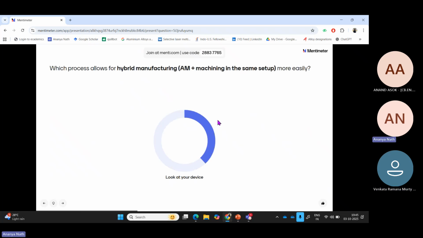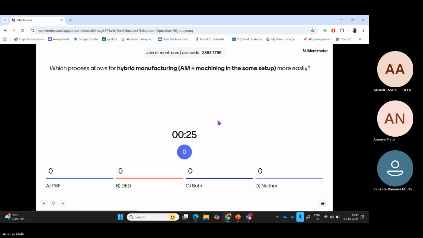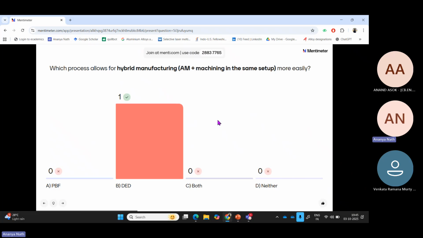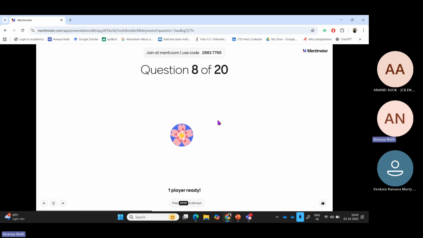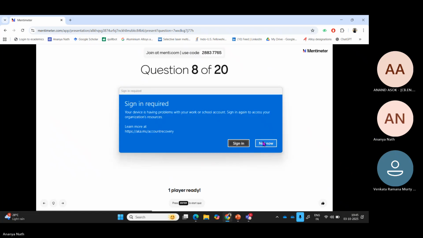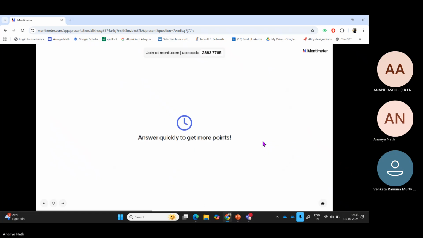In which process can hybrid manufacturing be done more easily? It's DED, the only process where it can be done. In powder bed it is very difficult, it cannot be done, because it's a controlled atmosphere. We cannot integrate a lot of big machinery parts inside. Next.